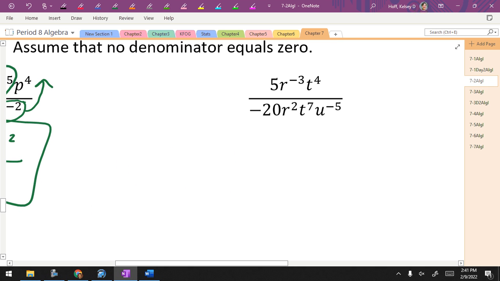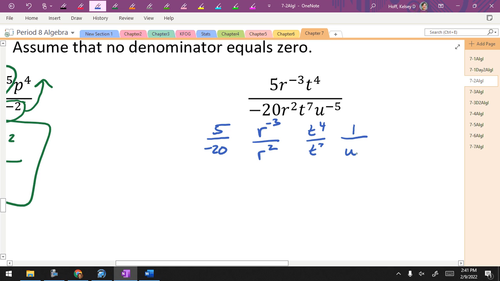All right, what do we have next? Let's do this one. Go to the right. 5 r to the -3rd t to the 4th divided by -20 r squared t to the 7th u to the -5th. So let's separate this off into separate little fractions, taking our coefficients on their own. So 5 divided by -20. And then base r to the -3rd and r squared. Base t to the 4th and t to the 7th. And then the way I usually do this is I put a 1 up here and then u to the -5th. So I haven't moved anything, I've just separated everything out.